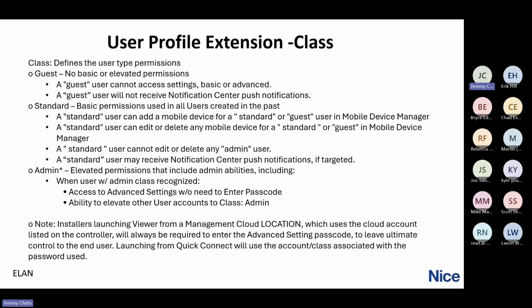A standard user can get into those settings, but cannot access admin level stuff. For example, if you have a standard user trying to add a mobile device, they can add a standard user. They cannot add an admin user. Admin level permissions give you full access to everything. Advanced settings does not require entering a passcode with an admin user logged in as an admin on a viewer. All right, that being said, a Management Cloud login is different than an admin user and will always require the 4-digit access code to get to advanced settings.